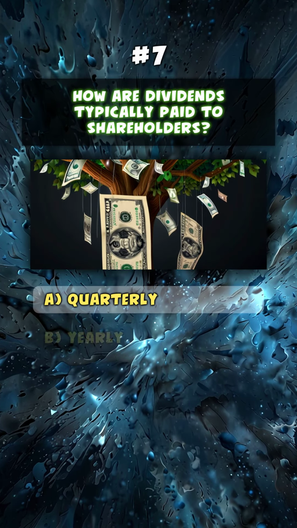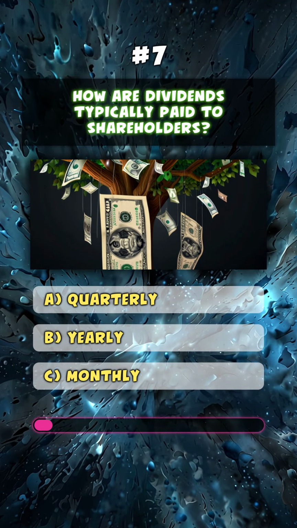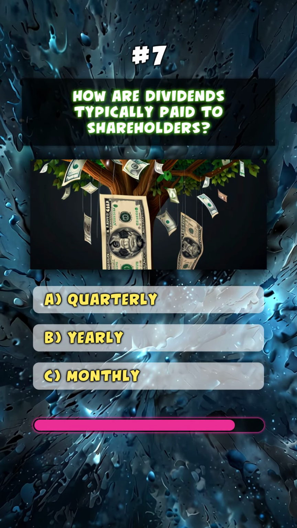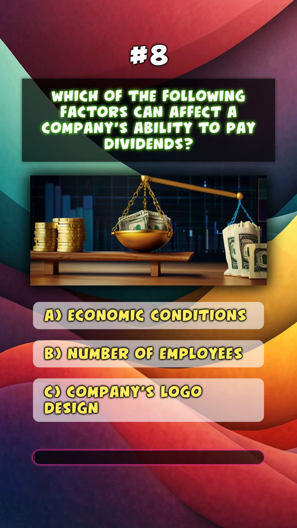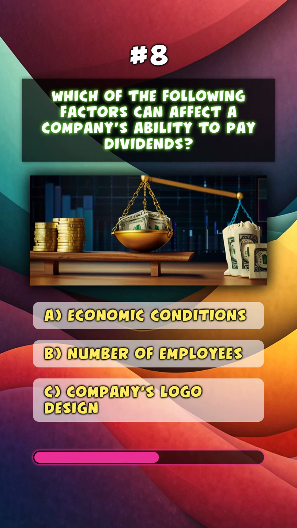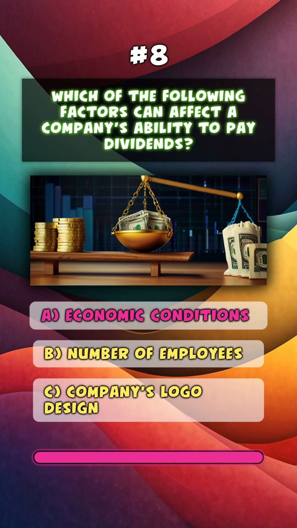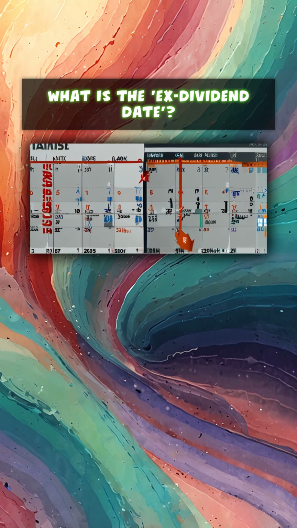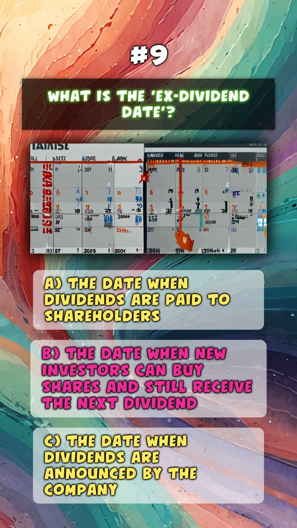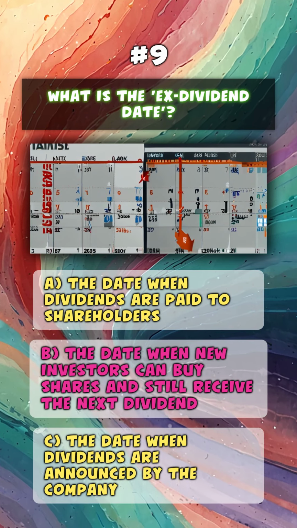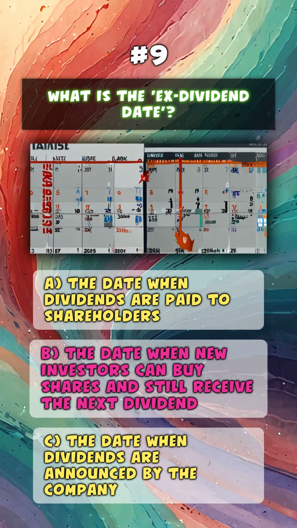How are dividends typically paid to shareholders? A. Quarterly. Which of the following factors can affect a company's ability to pay dividends? A. Economic conditions. What is the ex-dividend date? B. The date when new investors can buy shares and still receive the next dividend.